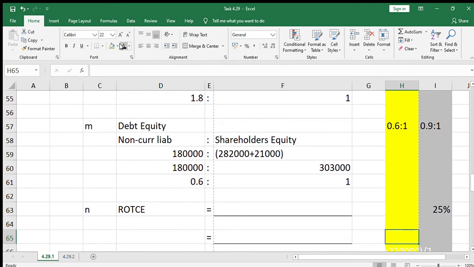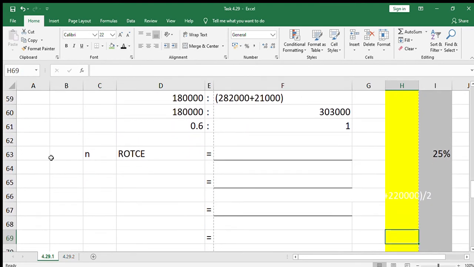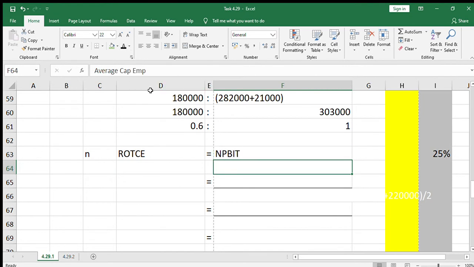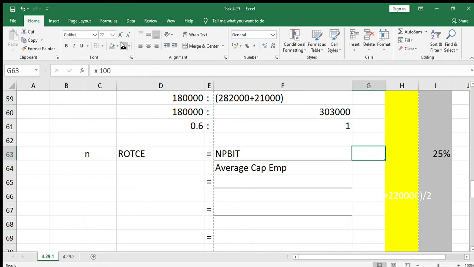In N, we're calculating the return on total capital employed. Remember, this formula is quite important. Our formula is the net profit before interest and tax divided by the average capital employed, and we multiply our answer by 100. I know that many of you did this in one of the homework exercises. In the bottom section, you forgot to add on the non-current liability. So we're just going to go through it again.